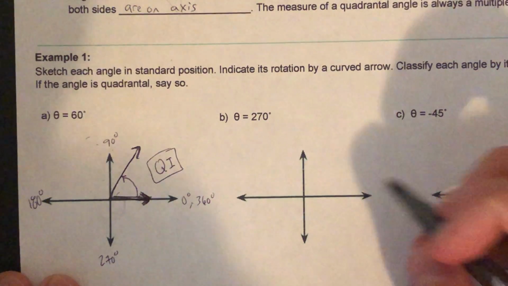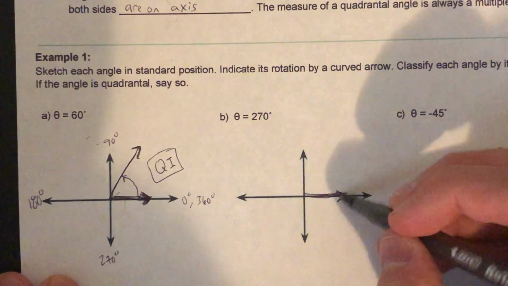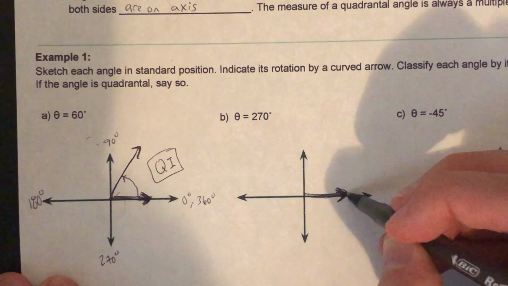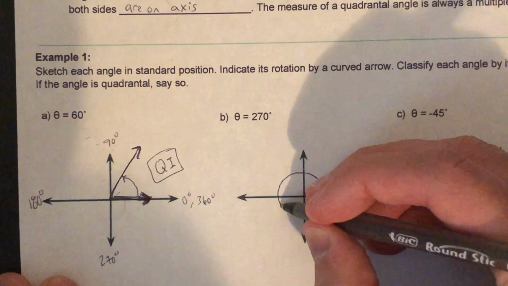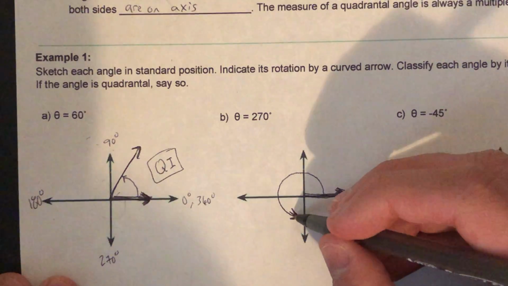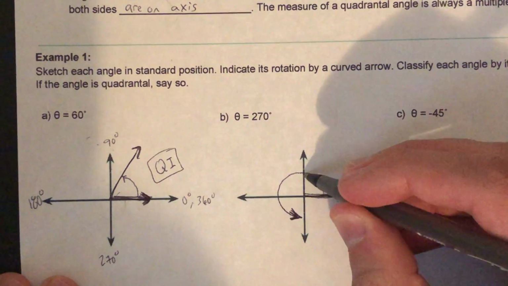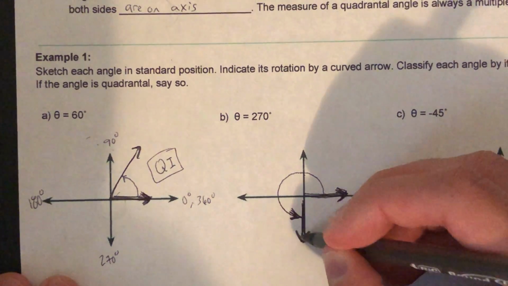Okay. Next we have 270 degrees. So again, we start on that positive x-axis in our standard position. We go around to 270. So that's 90, 180, 270. So it's going to finish on that y-axis.